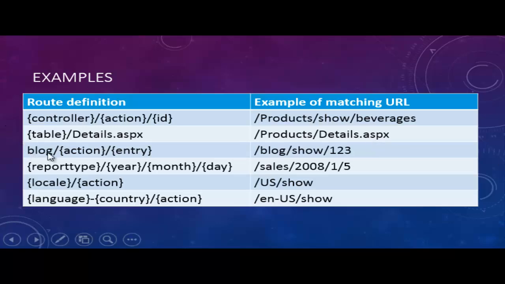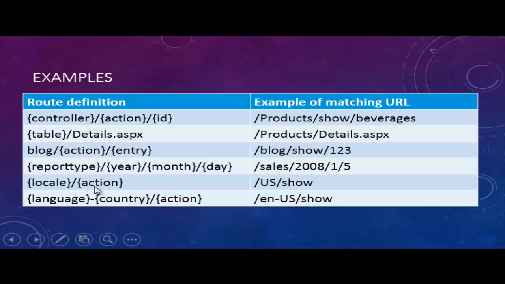The next one is block action entry. So block some action could be shown and the number. The next one, report type. You notice that there are 4 slashes here. You can extend to any degree that you can go. It's not just 3, it's not just 2, you can have any number. So report type, year, month, day. So report type is sales, year, month, day.